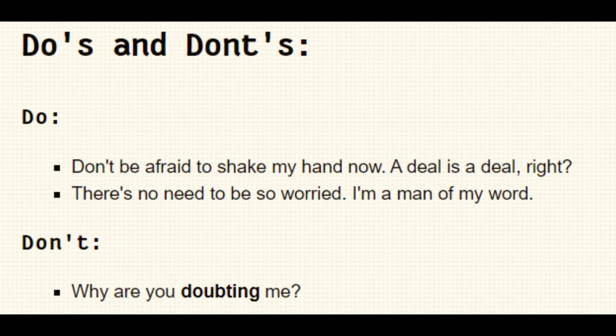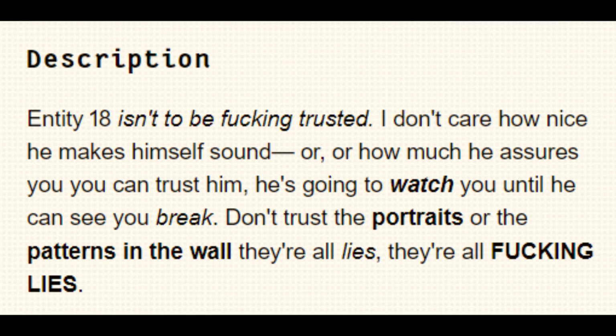Entity number 18, nicknamed the Beast of Level 5. Entity 18 is mysterious. It seems that only one person has ever encountered it, or survived encountering it. The entity describes itself as a businessman and a man of his word, but in the article, the author states that Entity 18 isn't to be trusted, and that he's going to watch you until he sees you break. The image of what is probably Entity 18 on the Wikidot also shows a man in a business suit and a squid head, which I kind of like.